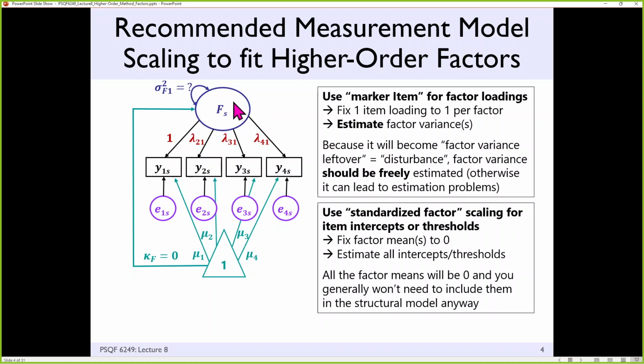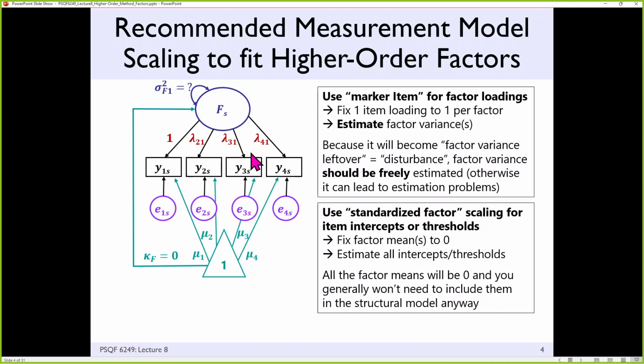For that reason, this is the default method of estimation in Mplus, lavaan, and most other SEM packages that I've been familiar with, where the first item's loading is fixed to 1 and the factor variance is estimated instead. On the mean side, though, we keep it standardized. We estimate all item intercepts or thresholds and fix the factor mean to 0. So that means from this point forward, there's no additional information about the means that would be passed up. They're all concentrated on the item level. This marker item method of identification will help you avoid convergence problems when your factors themselves turn into outcomes to be predicted. Okay, does that make sense?